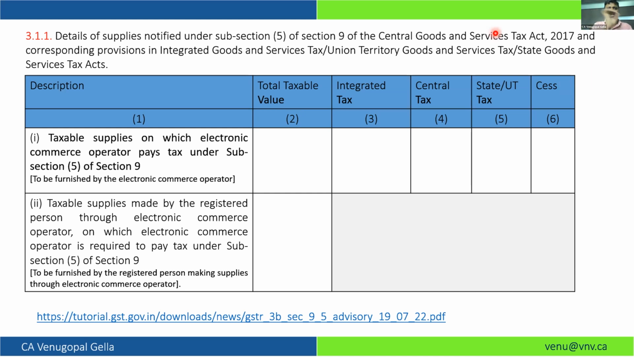So, given that there is no turnover and yet there has to be a liability, even to reconcile this portion, you will have to ensure that there is a liability arising out of a deeming fiction. That is section 9 subsection 5. It is again different from reverse charge. So you have to have it reported. That is why they brought it as a separate entry 3.1.1. The first line is for the e-commerce operator. The second line is for suppliers who are supplying through the e-commerce operator.